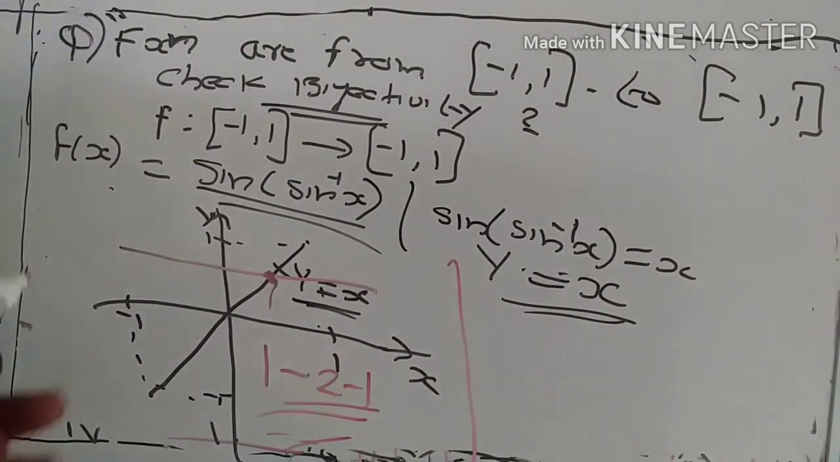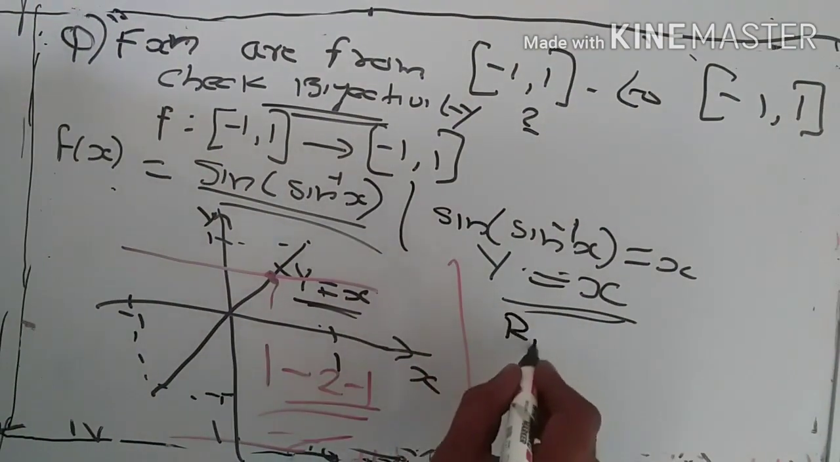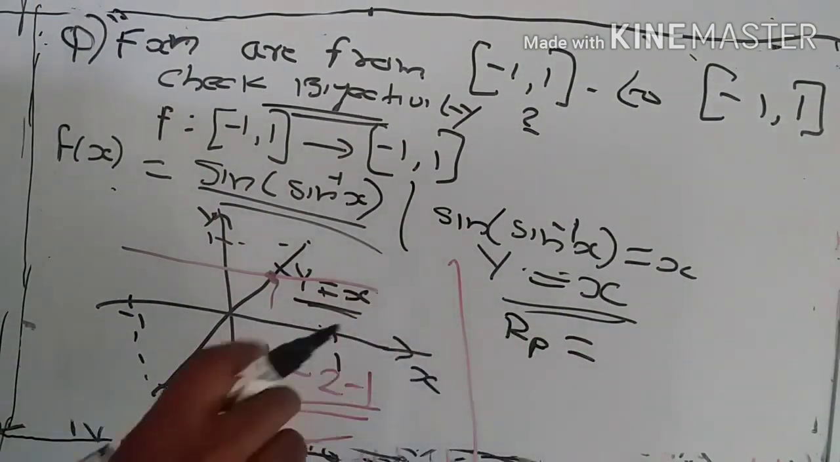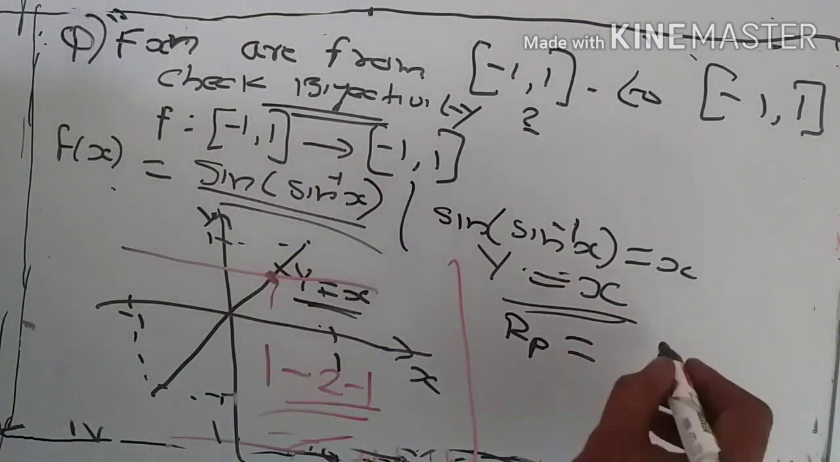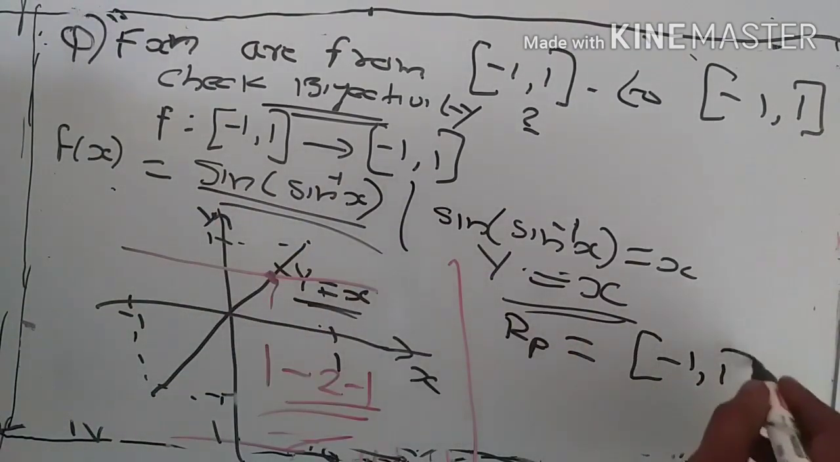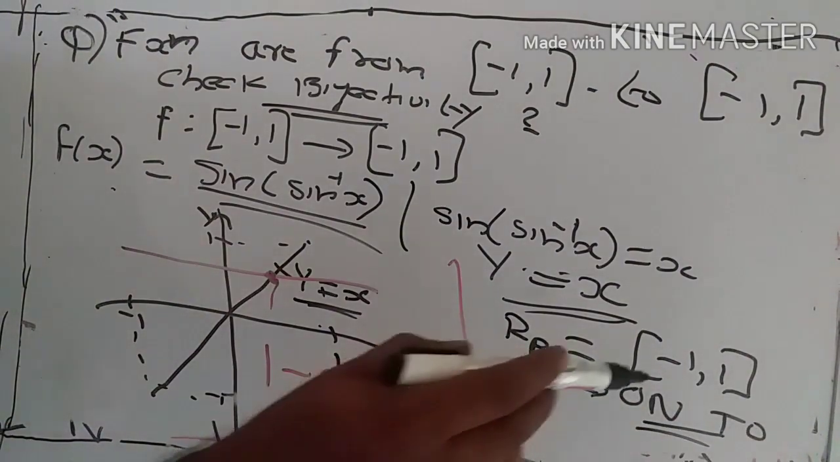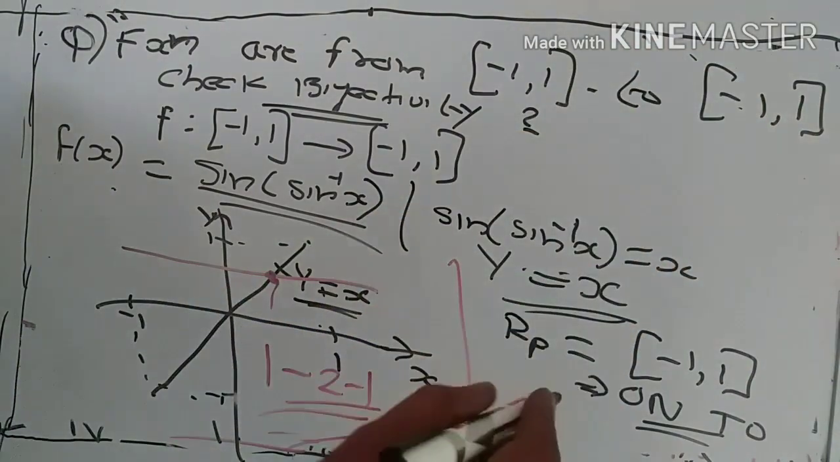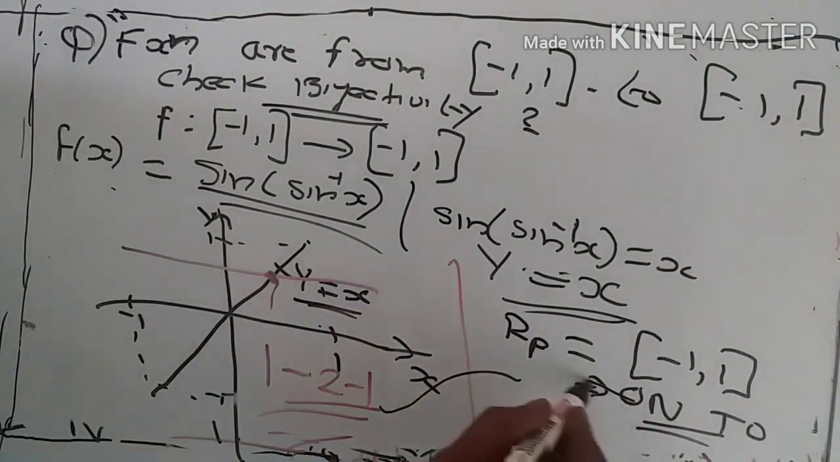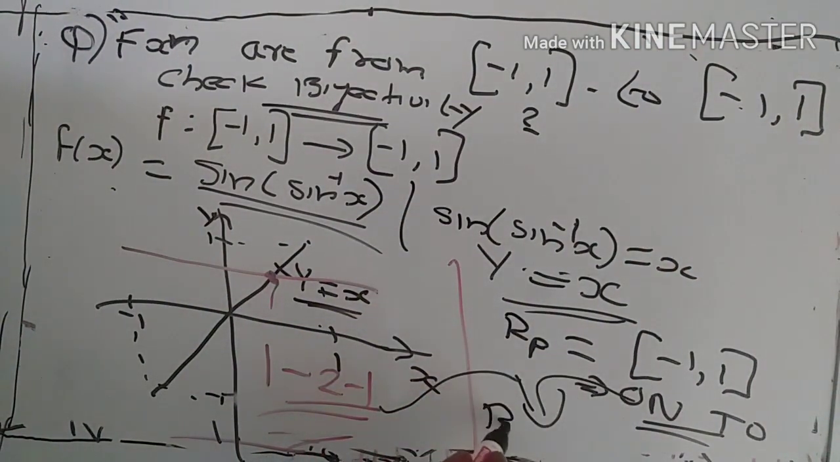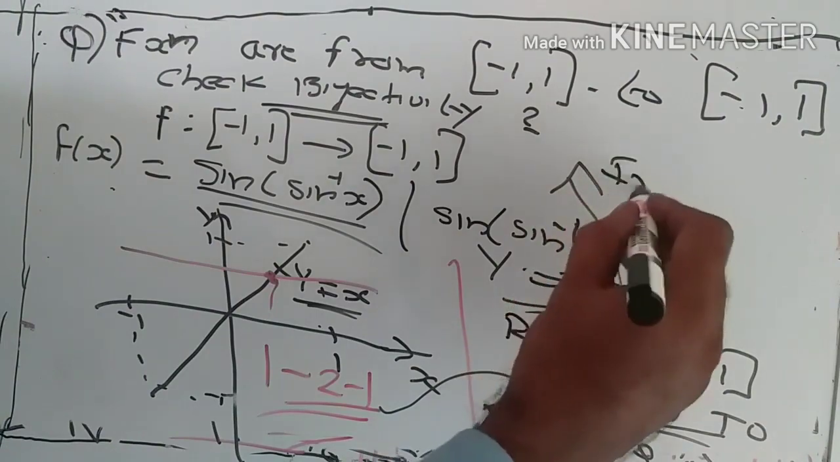What is the range? The range of the function is from -1 to 1. That implies onto. Range is equal to codomain. Both 1 to 1 and onto, so the function is bijective. Bijective implies invertible.